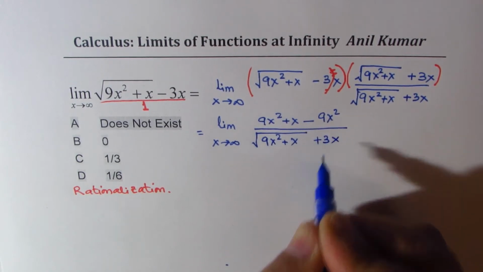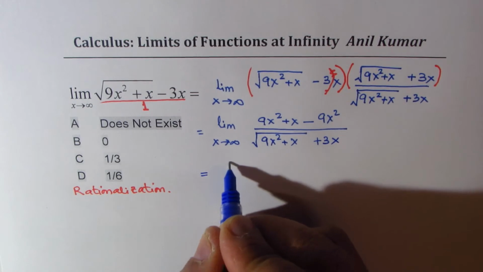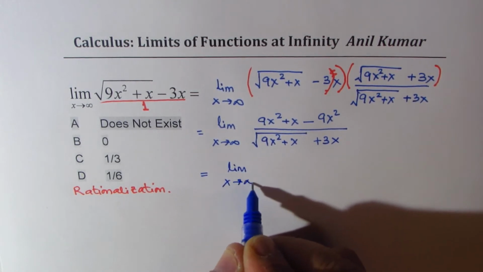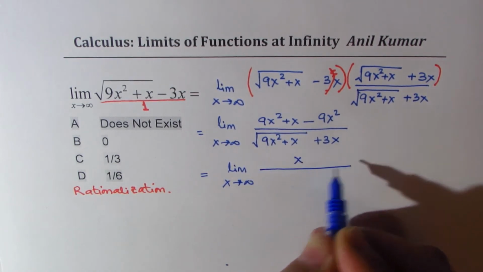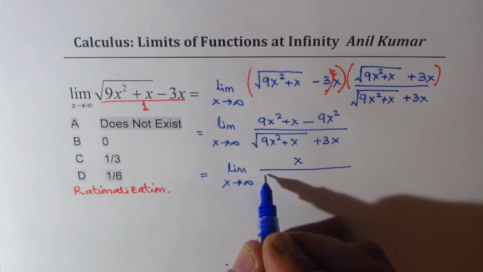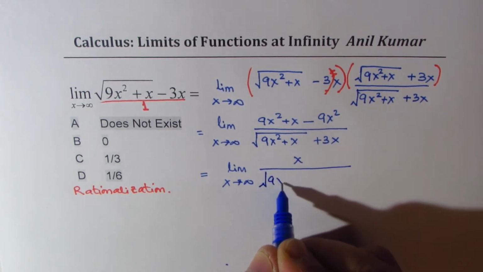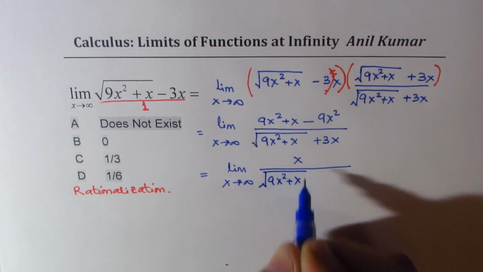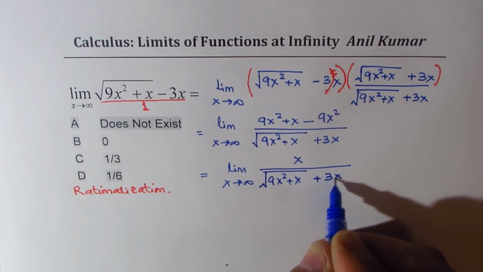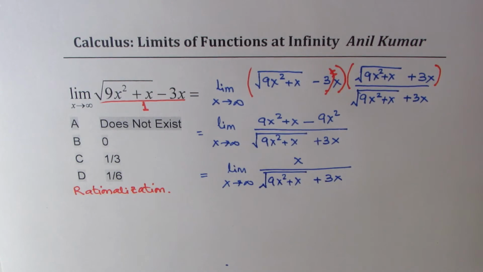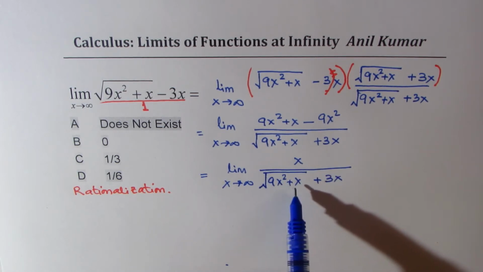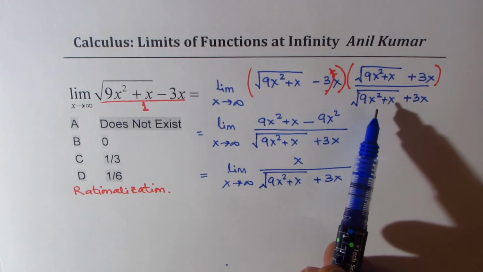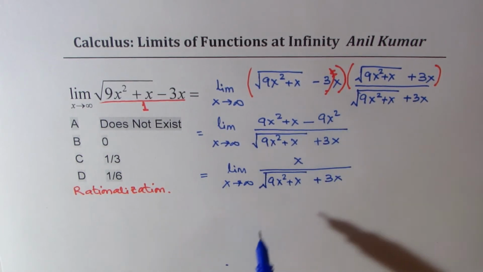plus 3x. Now in the numerator, you get limit x approaches infinity, 9x squared minus 9x squared cancel out. So we have x over all this, which is the square root of 9x squared plus x plus 3x. Now how do we solve this? Since we have x in the numerator and we have 9x squared plus x, just rationalization is not really solving our problem. You got it, right?